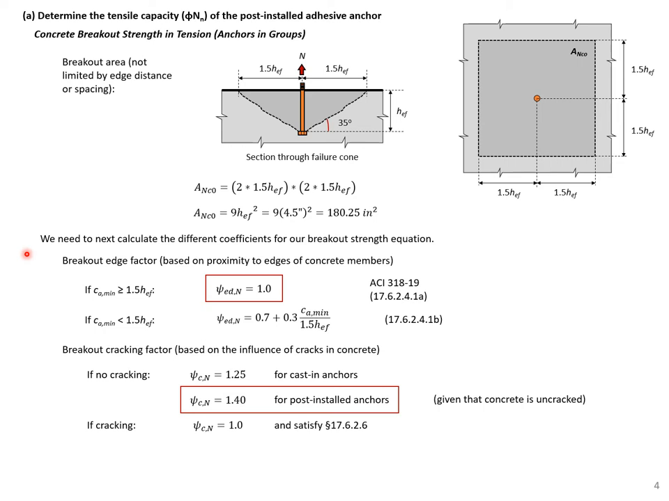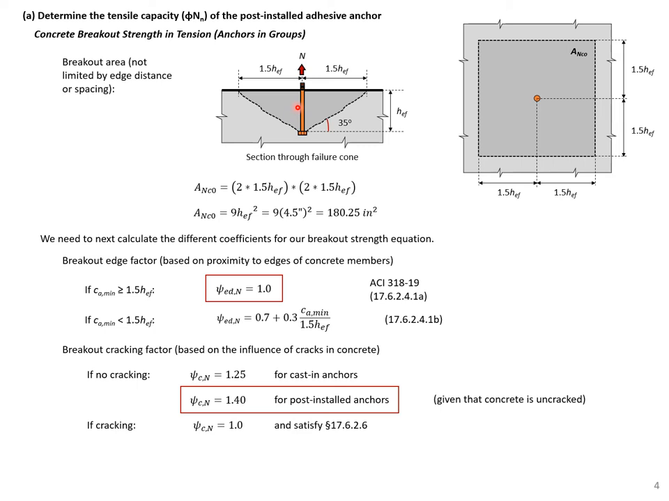And these coefficients we can just find based on our given geometry, our given anchor dimensions and details, and the coefficients from ACI 318. The first factor here is a breakout edge factor. And this factor is based on how close our anchor is to the edge of the member.